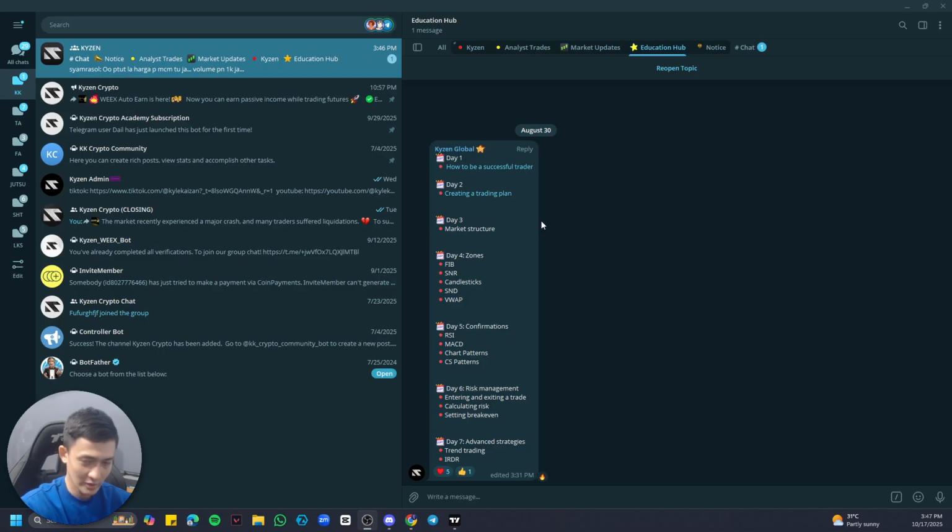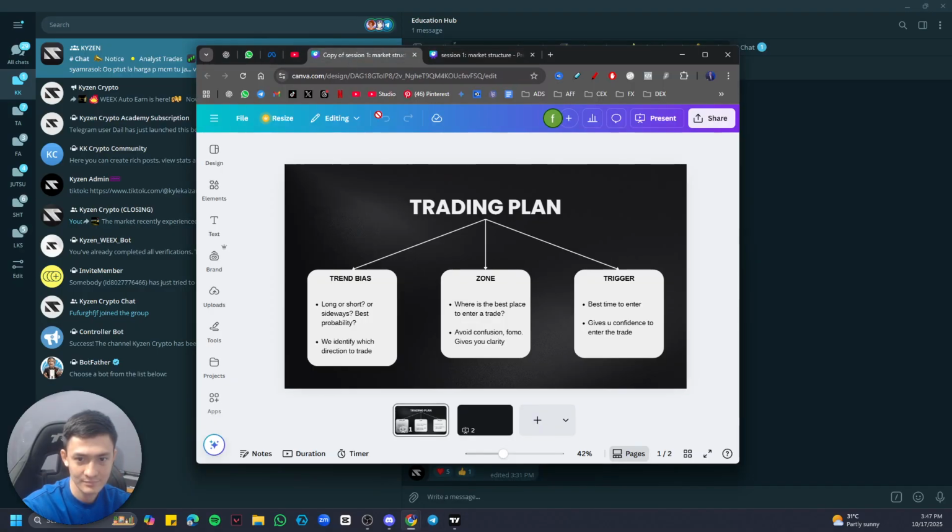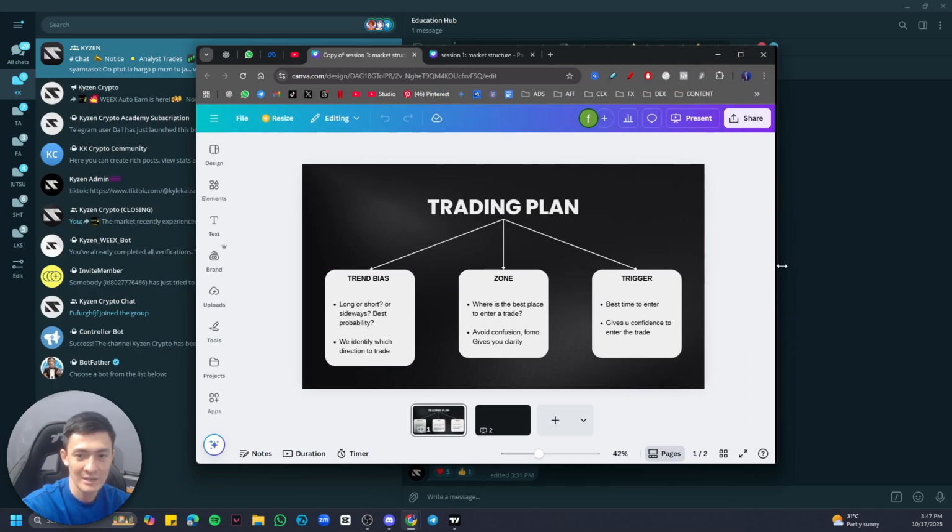So today we're going to be going through market structure. This is extremely important. If we look at our trading plan, market structure falls into the first part of the plan, which is trend bias. So market structure helps us identify whether we want to long or short. Is the price going up or down, or is it going sideways? And it helps us determine what is the best probability. Which direction should we trade?